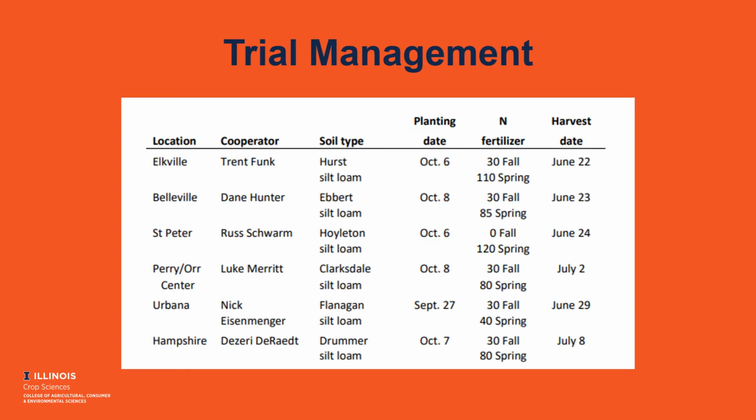Again, we have our trial management information in there, so we always try to get our wheat planted by the first week of October. You can see when fertilizer is applied in the fall and spring, and then we try to harvest late June, first half of July too. So pretty consistent with everybody else.